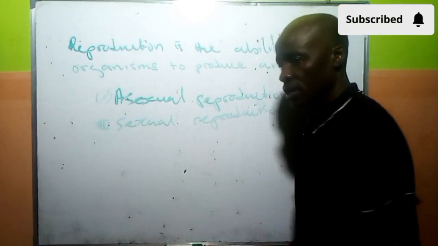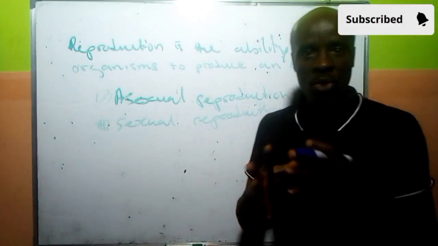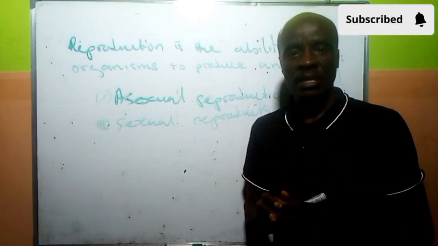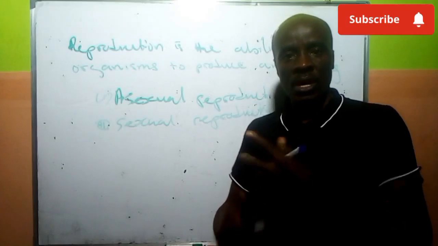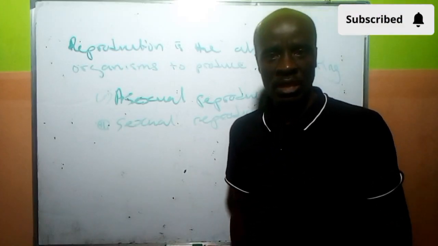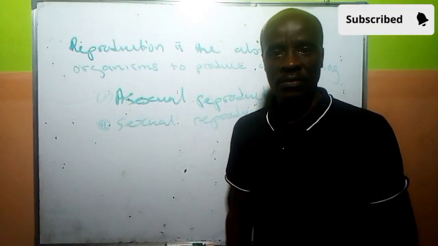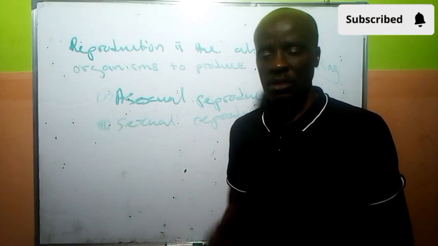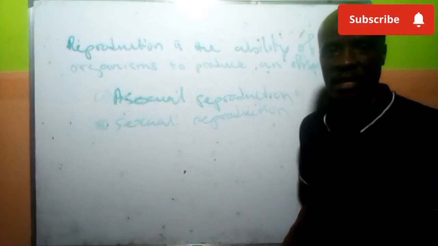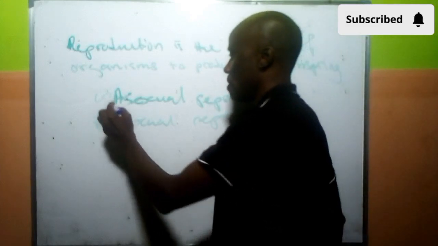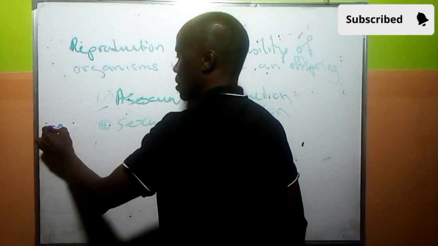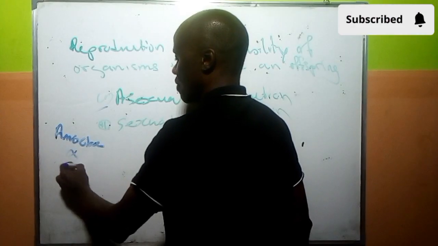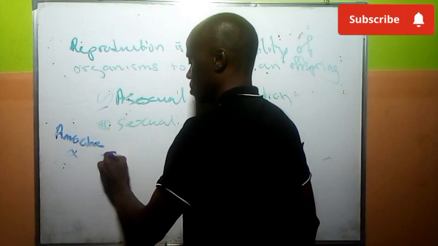Now, let's start by talking about asexual reproduction. In asexual reproduction, there is no fusion of gametes. That means a single parent can decide, maybe when the single parent has gotten to a certain age, to just divide itself into two daughter cells. This is very common in organisms like Amoeba. And also we have something like Paramecium.